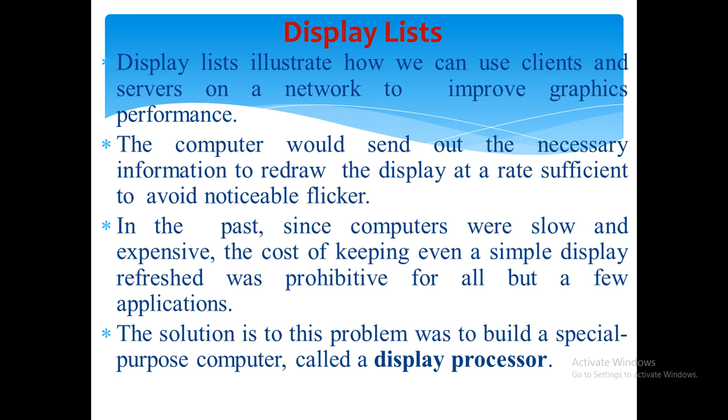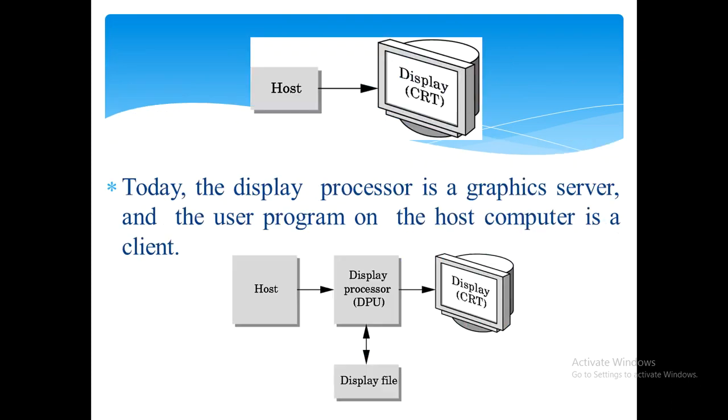In the past, since computers were slow and expensive, the cost of keeping even a simple display refreshed was prohibitive for all but a few applications, right? Means buying a computer was very costly in olden days, right? The solution to this problem was to build a special purpose computer called the display processor, right? To speed up the process, the display processor came into the picture, right?